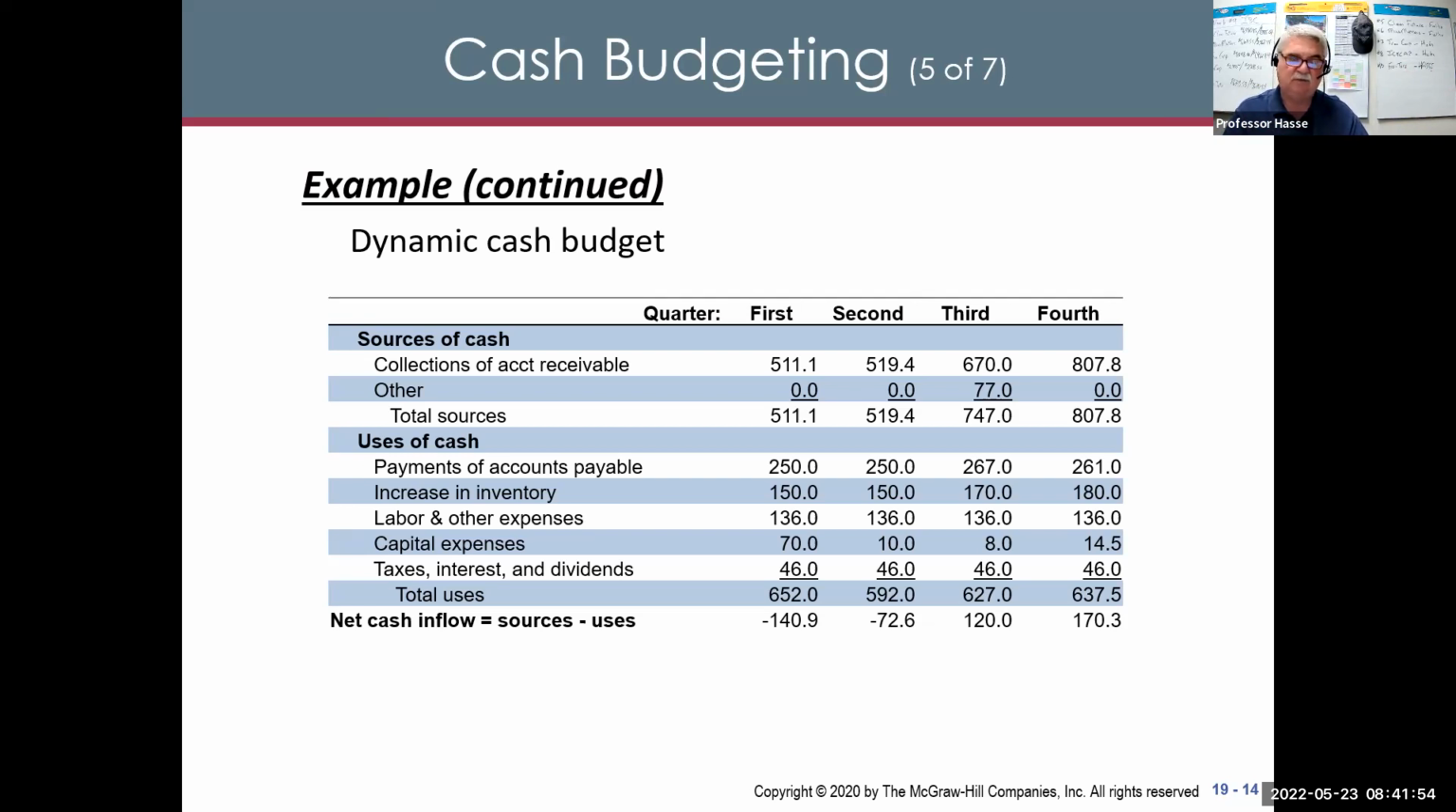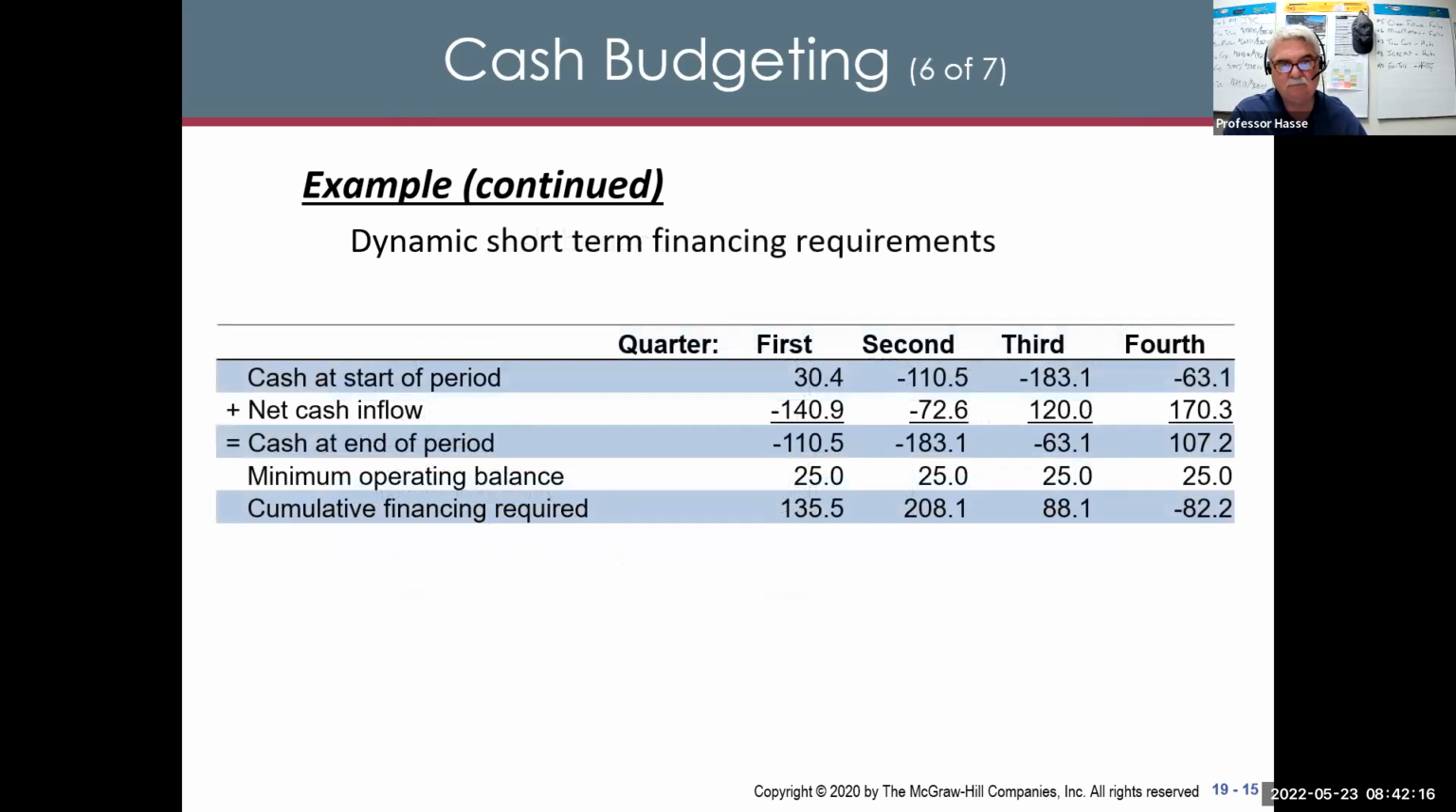Oh, geez, it looks like in the first quarter of this year, we're going to have some problems. We're going to have to go out and find additional sources of cash, probably borrowing money short term and then paying it back in the third and fourth quarters when they're generating more cash. But this is huge to short-term financial planning. What are our sources and uses of cash?